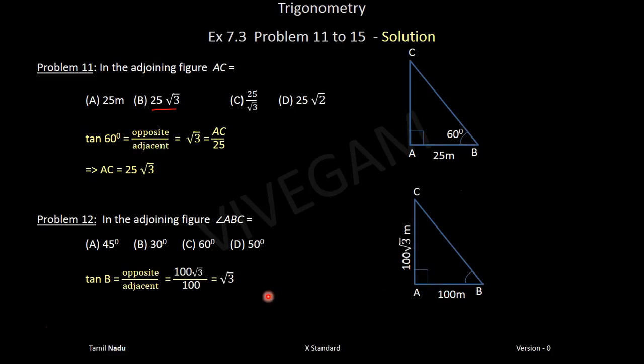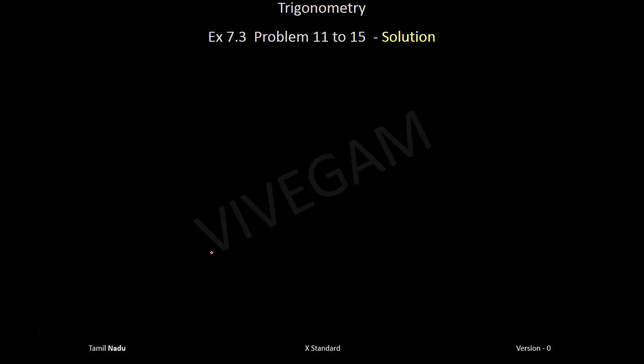This 100 and this 100 will cancel and you'll be left with root 3. So tan B is root 3. For what angle do we have root 3? That is for tan 60, if I'm not mistaken. So B equals 60 degrees. Tan 30 is 1 by root 3 and tan 60 is root 3. Therefore, it is option C. Right, now let's go to problem 13.